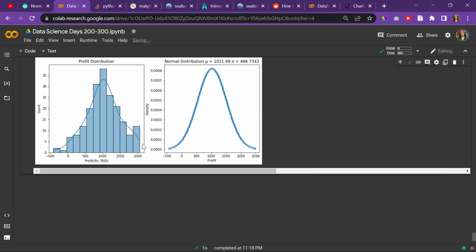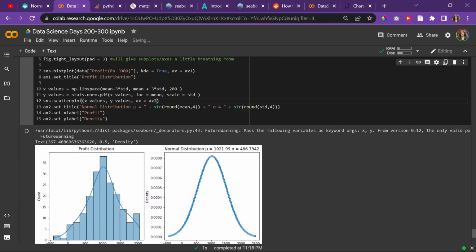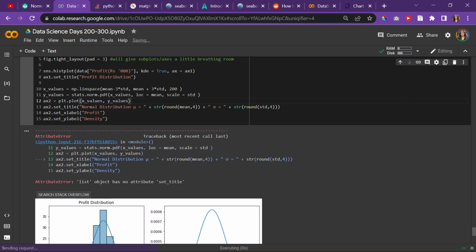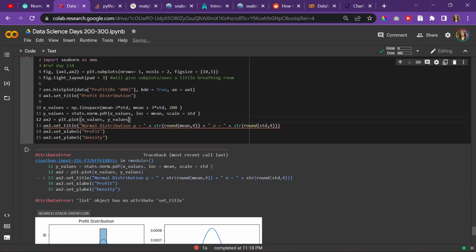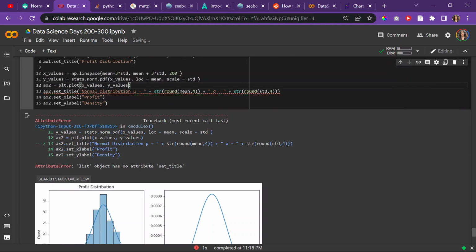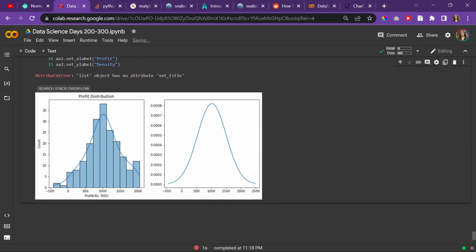How can I assign that to be? Can't I just do plt.plot and do ax2 is equal to that? Oh, it actually did work. What? What do you mean it doesn't have object, no attribute, set title? Oh, because it's not an actual plot, but it did work though, so.